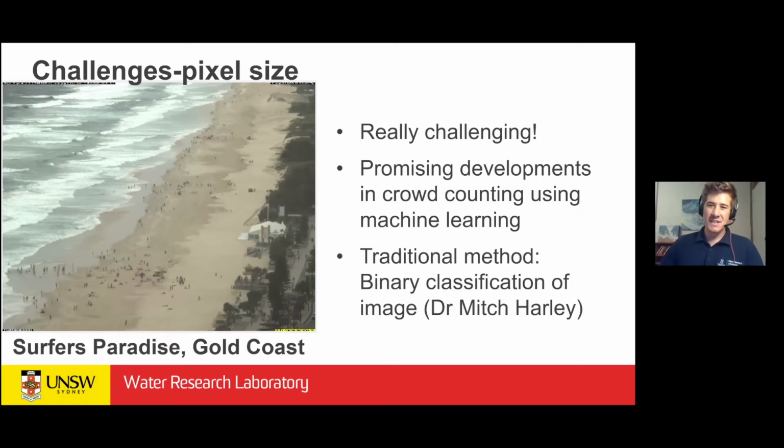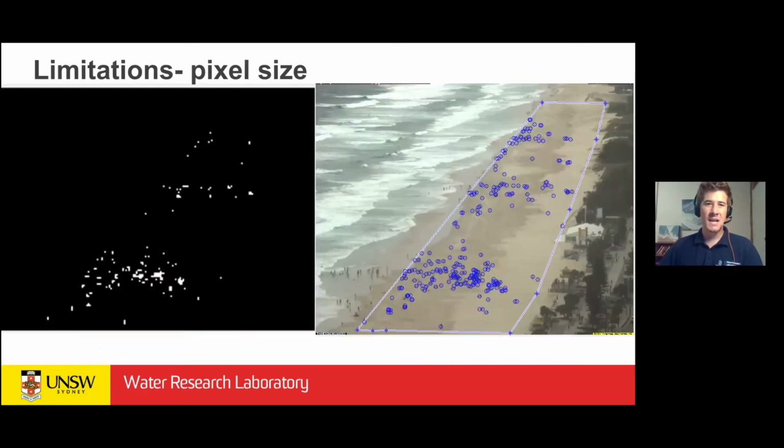The traditional method is to do a thing called binary classification, and Dr. Mitch Harley at the Water Research Lab helped us develop a bit of a technique to count people in these kinds of images. What you do is you split an image up into black versus non-black pixels, and you cluster them together. Then depending on what you think the size of a person should be, their pixel footprint, you can pull it together and look at people counts. This obviously isn't as reliable as the machine learning based system, but in the absence of other techniques, this is one that may be a viable option.